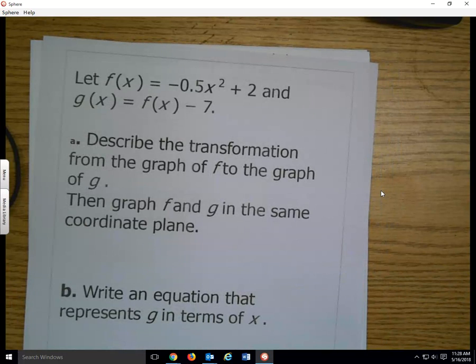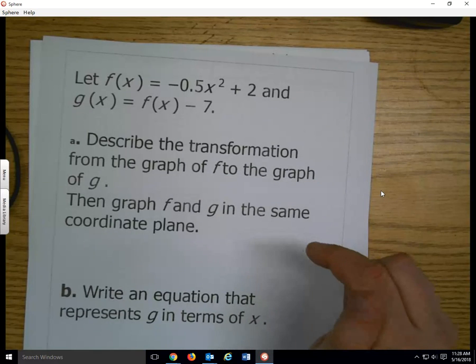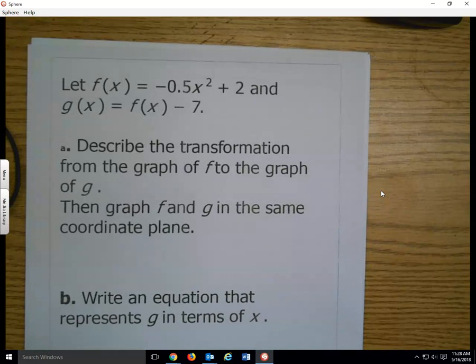Okay, so that's all. Sorry, there's some noise outside my classroom. So that's all we're doing is making that transformation. We're describing it. Okay, so the answer is very simple. The answer is very easy on this.